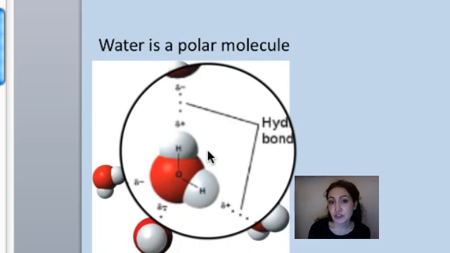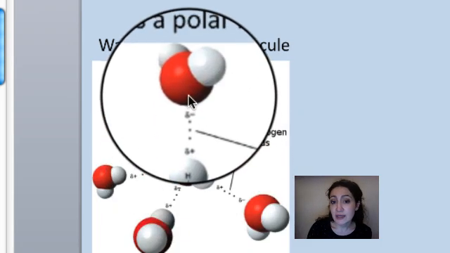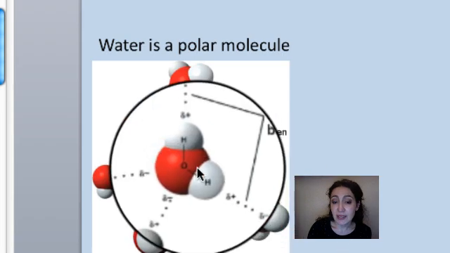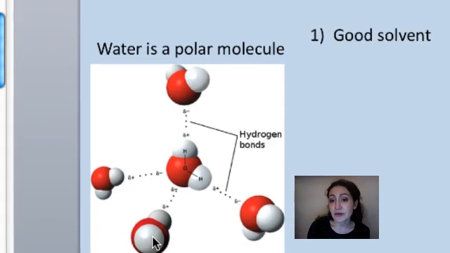This difference in charge across the water molecule makes it polar. And it's this difference in charge that allows it to form hydrogen bonds across individual molecules inside water. Okay, so these hydrogen bonds that form are really important for all of the properties of water itself.